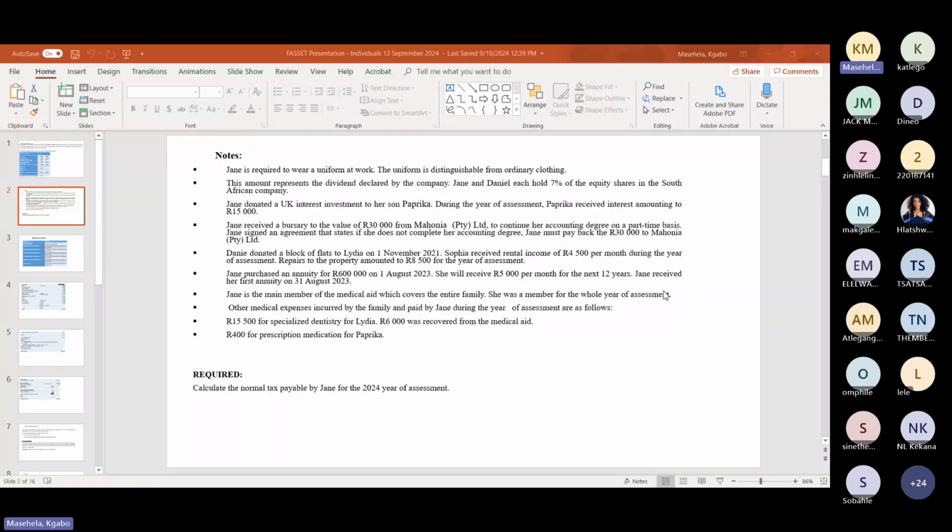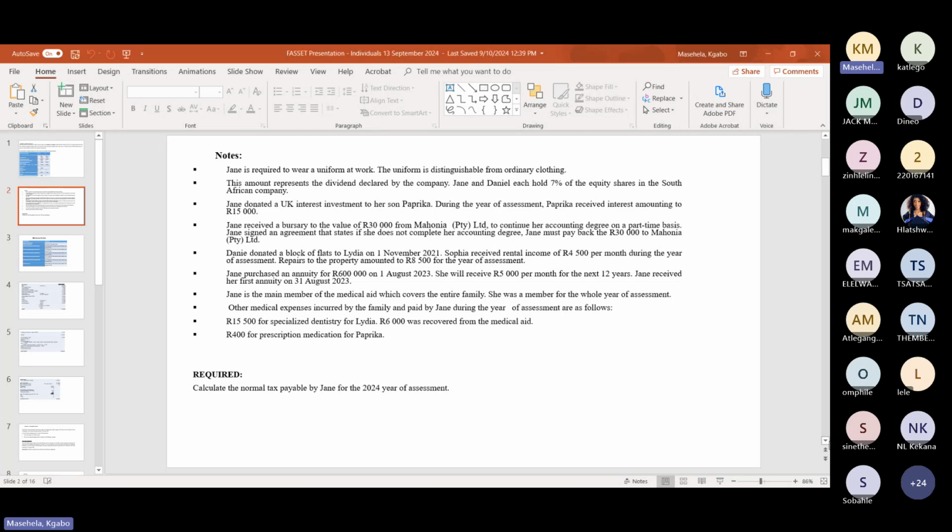Daniel donated a block of flats to Lydia, of which received a rental income of 4,500 per month during the year of assessment. The repairs to the property is 8,500. Jane purchased an annuity. We have spoken about annuity.